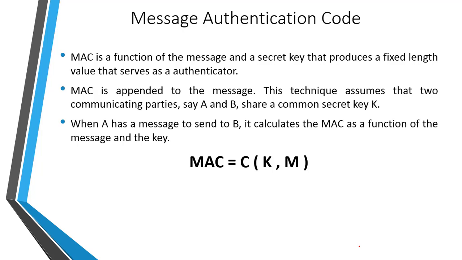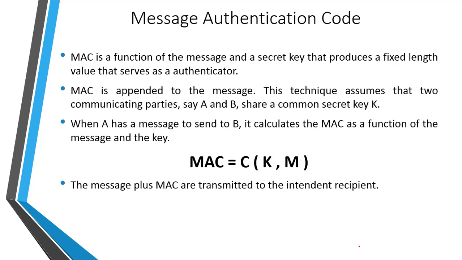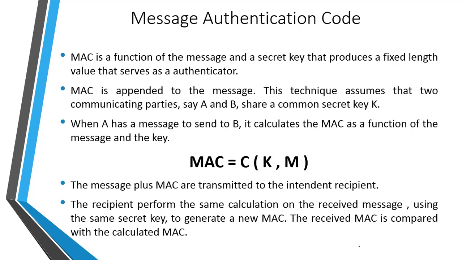Here C is the MAC function, K is the shared common secret key between the sender and the receiver, and M is the original message, and MAC is the generated MAC code. So the message plus MAC are transmitted to the intended recipient, or the receiver. The recipient performs the same calculation on the received message using the same secret key to generate a new MAC, and the received MAC is compared with the calculated MAC. So this is what is message authentication code.